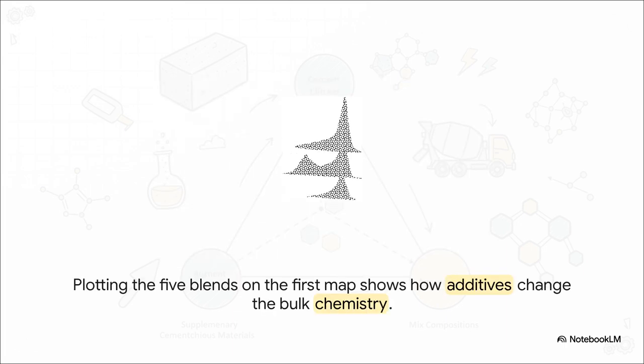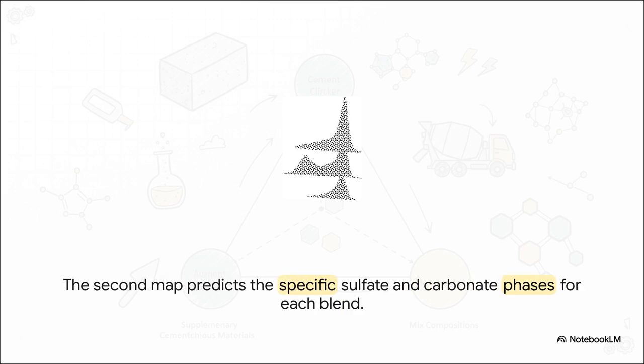First, they took the chemical recipe for each of the 5 blends, and they plotted it as a single point on that strength map we were just talking about. And you can see right away how adding different stuff shifts the starting point, pushing each blend into a whole new chemical territory. Then they did the exact same thing on that second durability map. And again, each point lands in a different spot, which means the map is giving them a totally different set of predictions about a whole other group of minerals that should be forming.